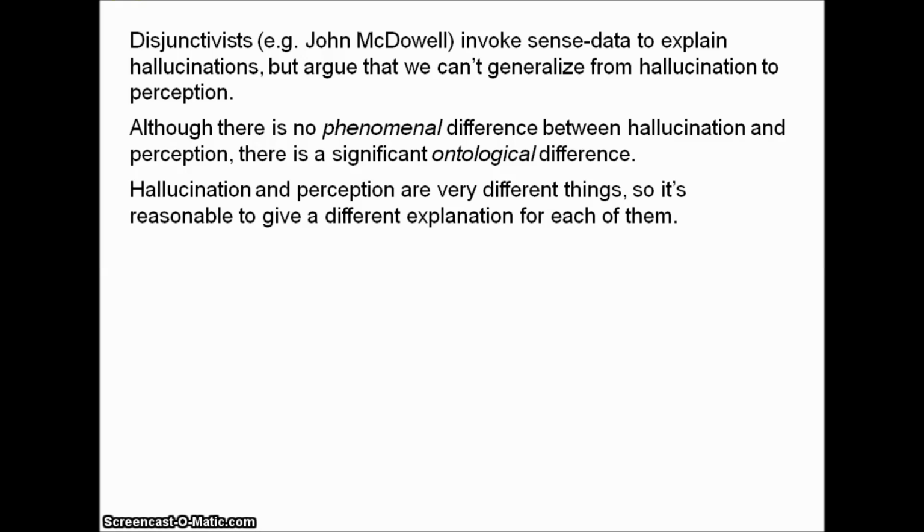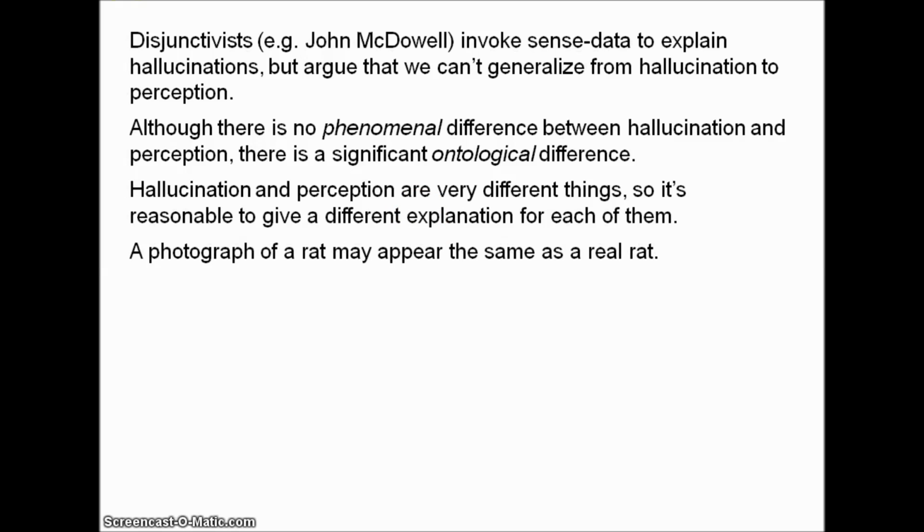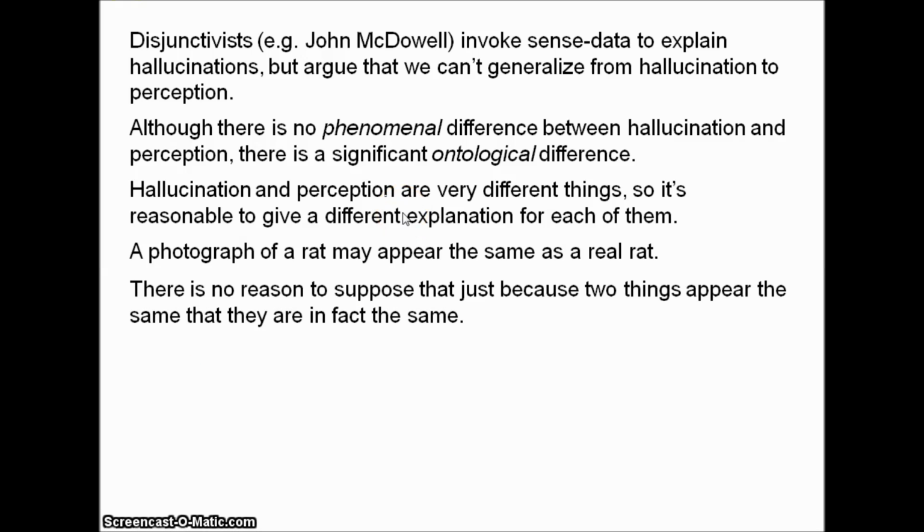But bear in mind, if we consider looking at a photograph of a rat, this may phenomenally appear the same as a real rat. It's entirely possible to mistake a picture of some object for the real object, but nobody would argue in this case that they're both caused by the same thing. Nobody would try to give the same explanation for each of them in this case. So clearly then, there's no reason to suppose that just because two things appear the same, i.e. just because hallucination and veridical perception appear the same, that they are in fact the same, or that the same explanation should be given for each of them.